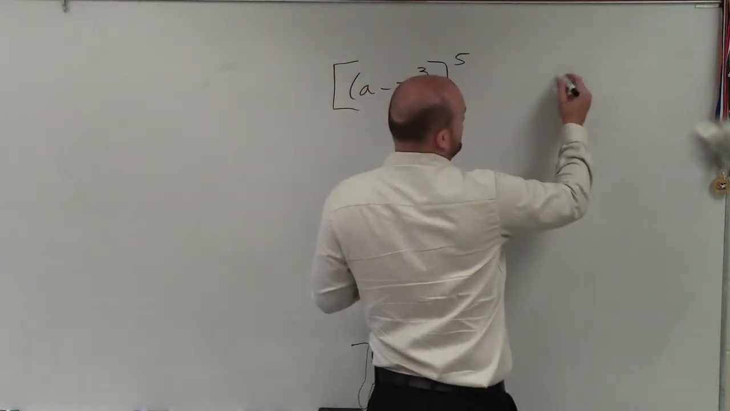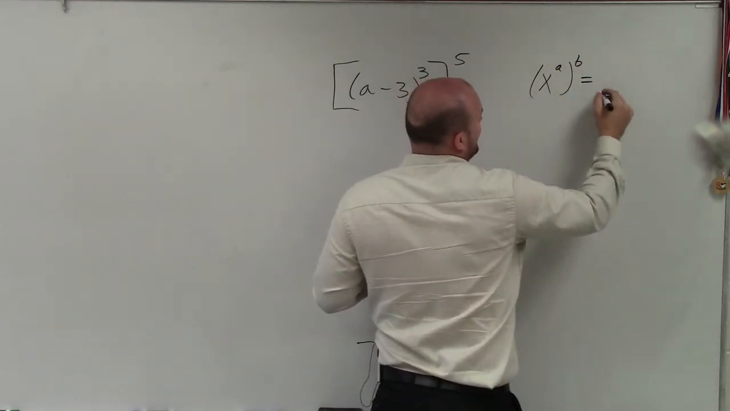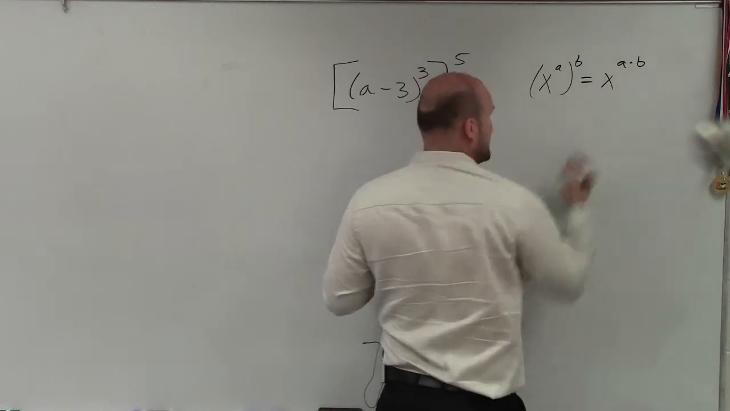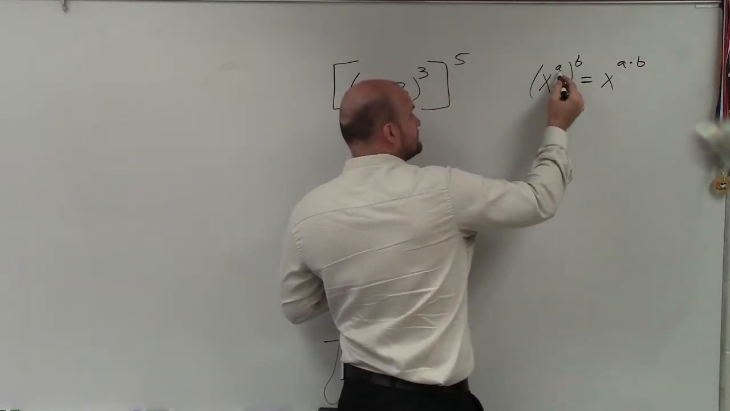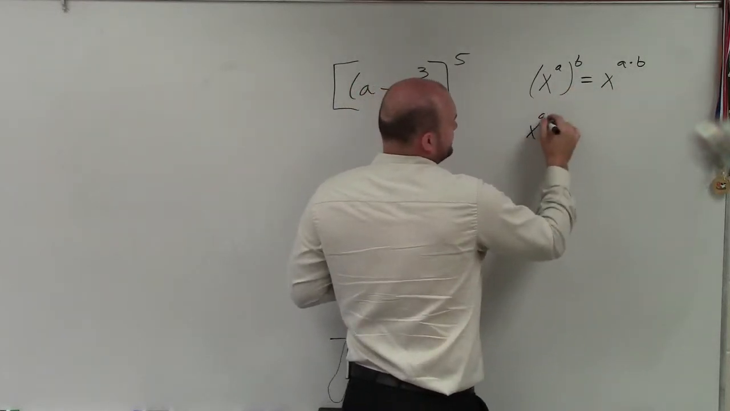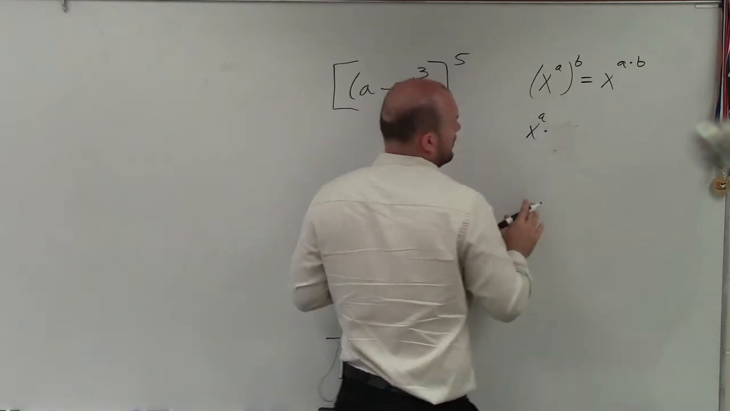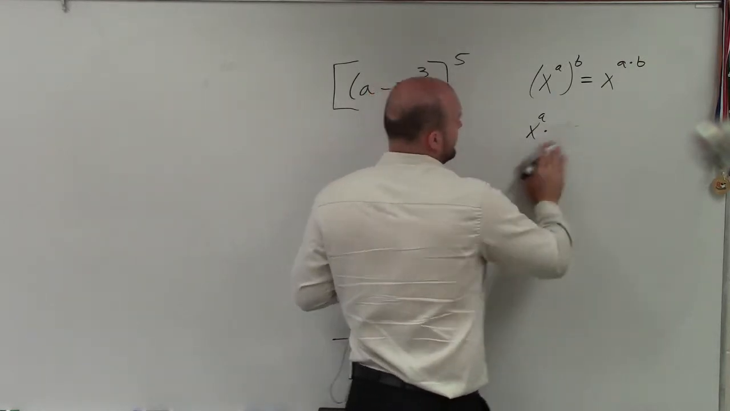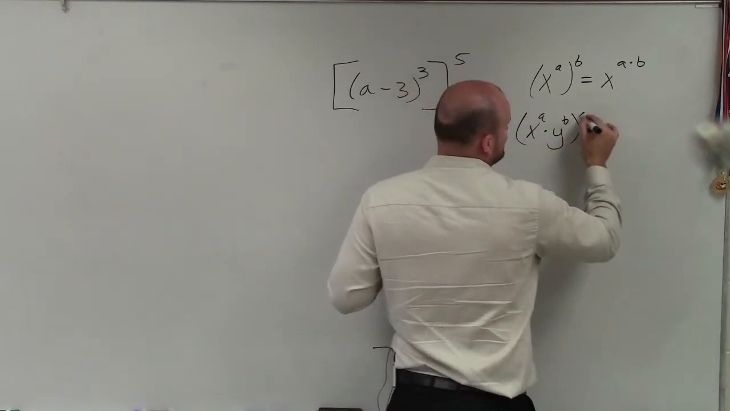So first of all, let's go with the power rule. So the power rule states if I have x to the a raised to the b power, that equals x to the a times b, right? So anytime you have a variable raised to a power, obviously an exponent raised to another power, you multiply them. The next one is, let's do y to the b, and let's do times raised to the c.